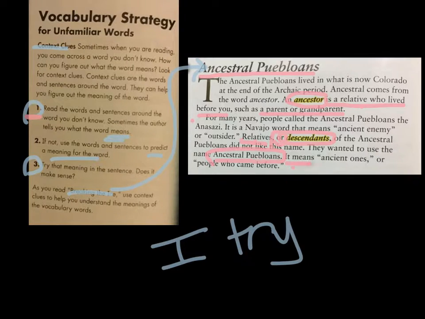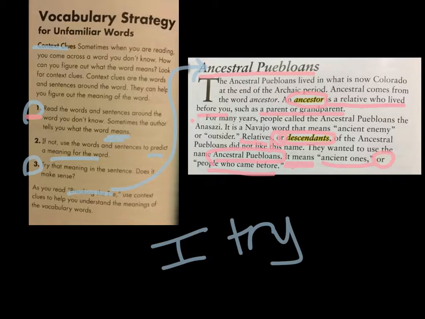Oh, look, it says it means. This must be a meaning clue. It must be telling me what this means. It means ancient ones. So Ancestral Puebloans means ancient ones. Look at this. Or people who came before. Oh, so I think Ancestral Puebloans could mean ancient ones, or it could mean people who came before. All right, I think I've filled in my gaps.